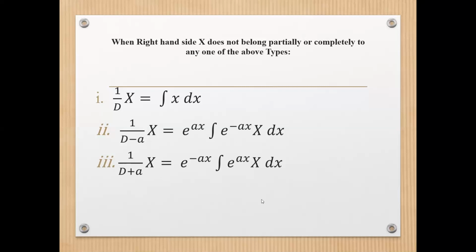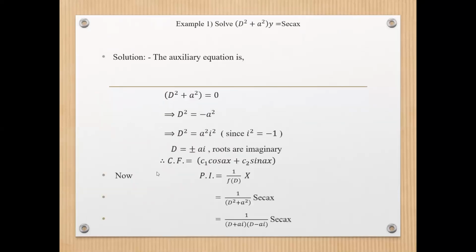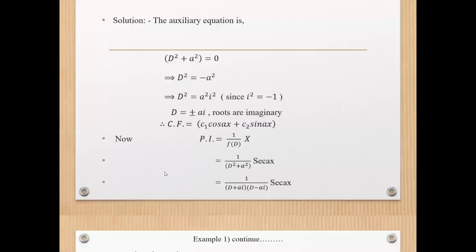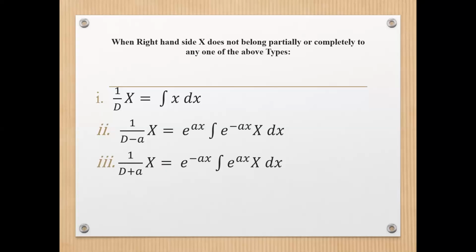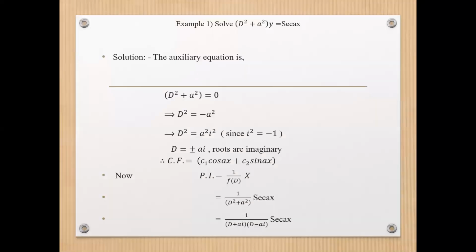Now we will solve an example based on this type. See example number 1. Solve D square plus a square, y is equal to sec ax. See, the right hand side of this linear differential equation with constant coefficients is sec ax, which is not of any of the types we have seen.